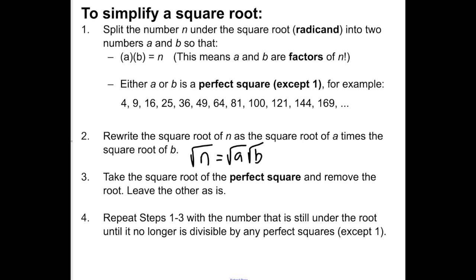Then, step 4, you look at the number that remains under the square root and ask yourself, can I repeat this process, steps 1, 2, and 3, with this number that's under the root? If you can, you continue to repeat it, and if you can't, then you're all set and you leave things as is. Now this is a very complicated process, at least it seems that way at first.